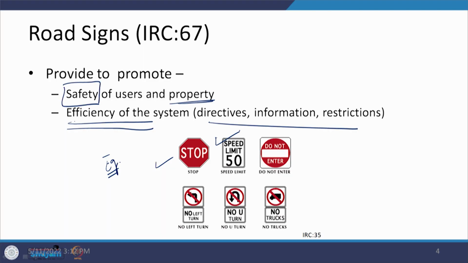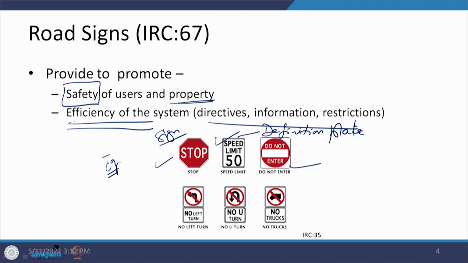If I talk about another one where it is written speed limit 50, it says that you should move at a speed of 50 kilometers per hour or less, but not more than that. This one is basically a definition plate, and this definition plate is going to be provided below a sign which otherwise tells that this is a typical speed limit sign.